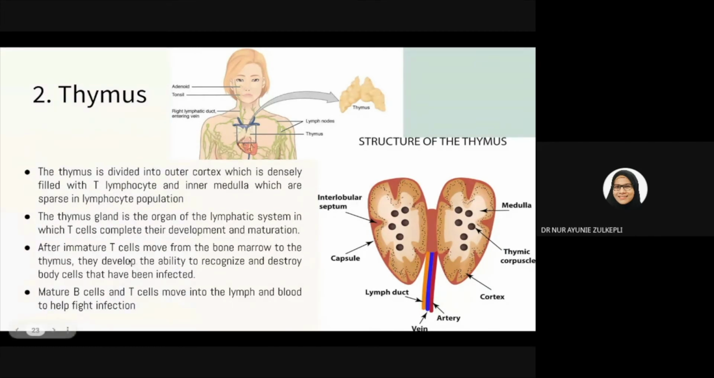Okay. After immature cells move from the bone marrow to the thymus, they develop the ability to recognize and destroy body cells that have been infected. Okay. And mature B cells and T cells move into lymph and blood to help fight infection. Okay. So this is basically the structure and function of the thymus. So I want you to know that when people ask about the thymus structure and function, you should be able to explain it. Okay.